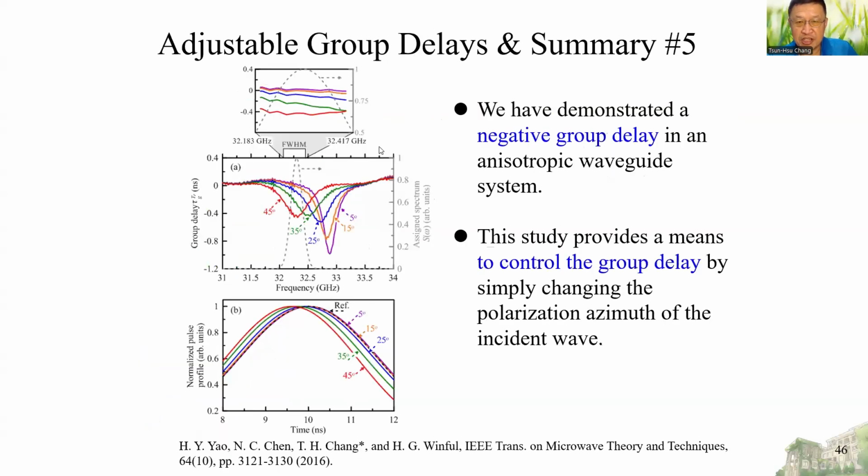Here is the result. By changing the polarization, changing the angle, we have demonstrated a negative group delay in an anisotropic waveguide system. And we can control the group delay by changing the angle of the two polarizations. So it's very convenient.